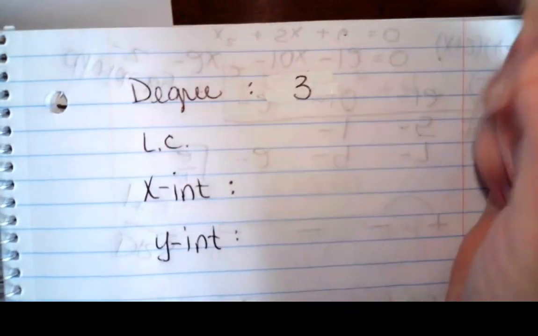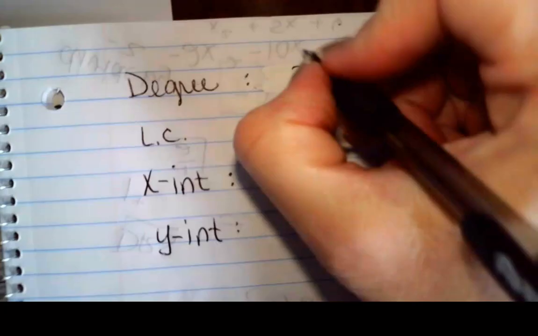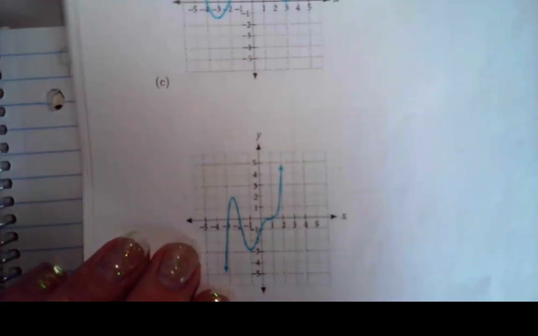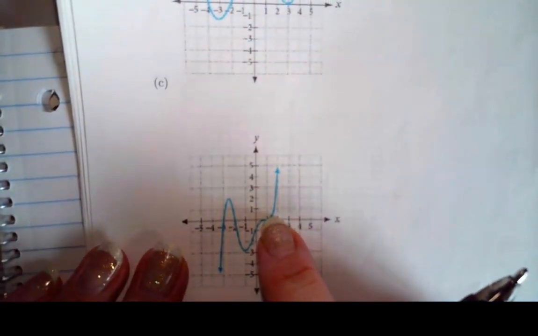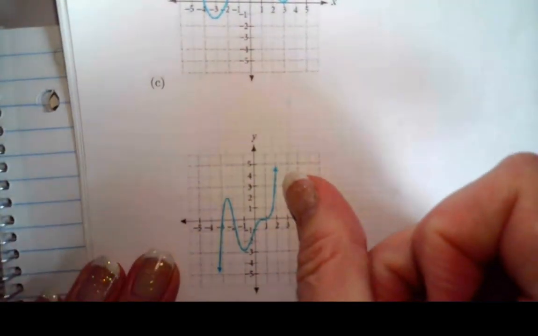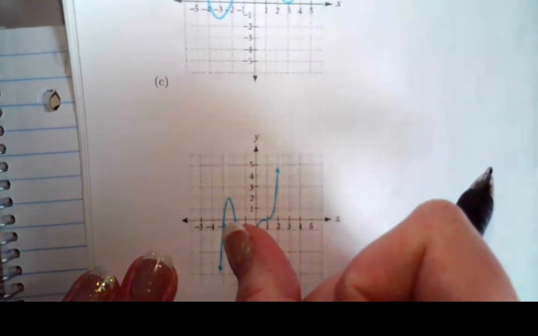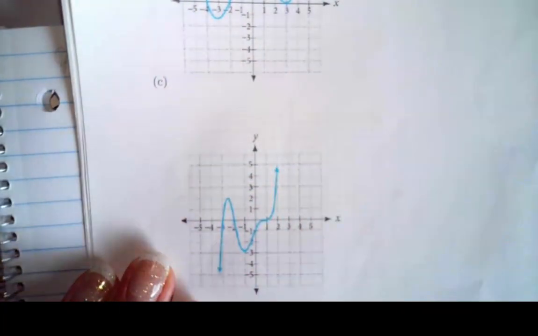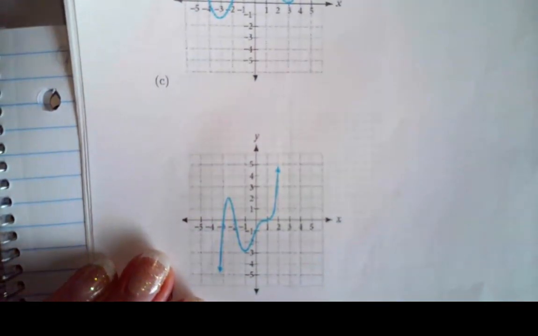Okay, so I know it's an odd degree, but we're going to come back and question this for a second. Why am I going to question this? Because of this little hiccup that's going on right here. I know it's an odd degree because this arm is going up and this arm is going down, so they're going in opposite directions. I also know it's going to lead off positive.